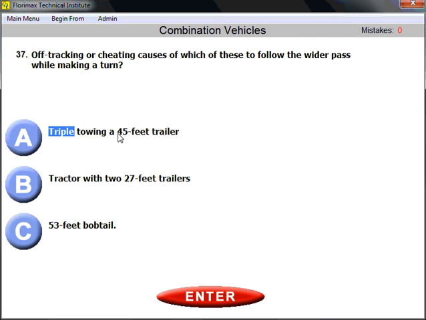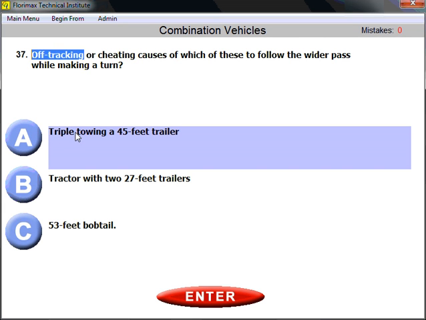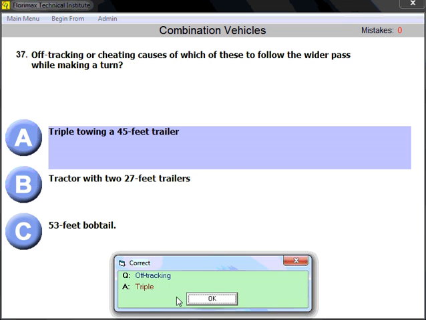You don't even calculate 27, 2 trailers. You read triple. The more trailers you have, the wider you have to go around the corner. All right, so when you see off-tracking, triple. The actual length of the trailer is not applied here; what is applied is triple.